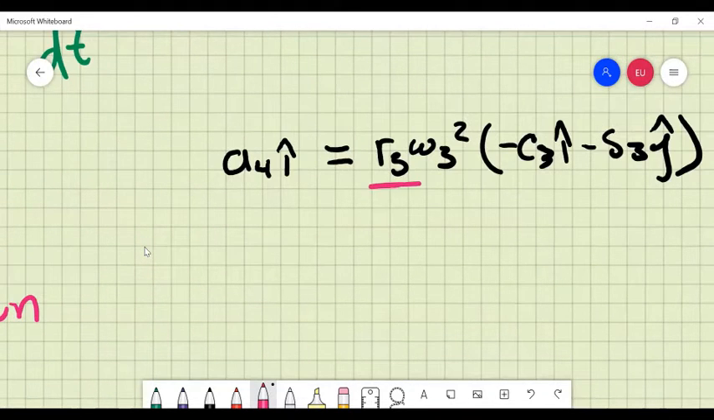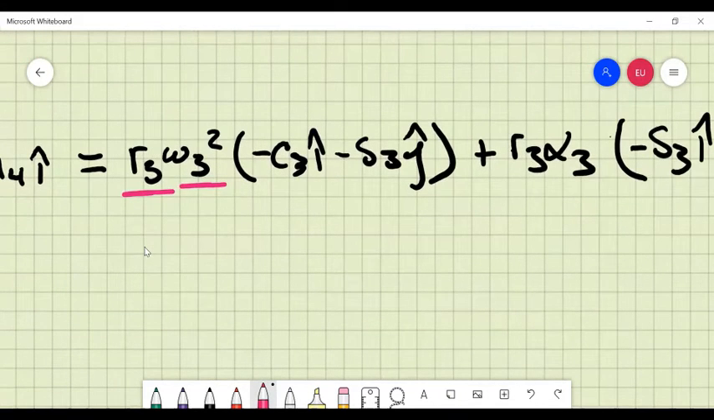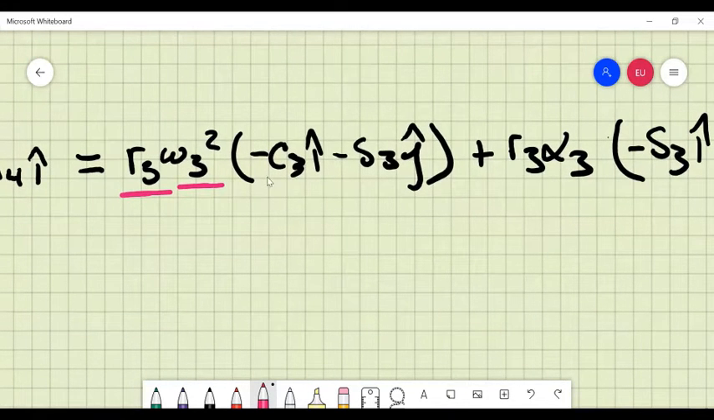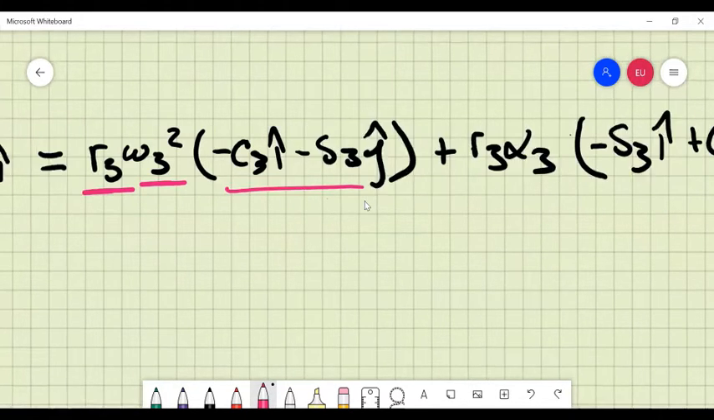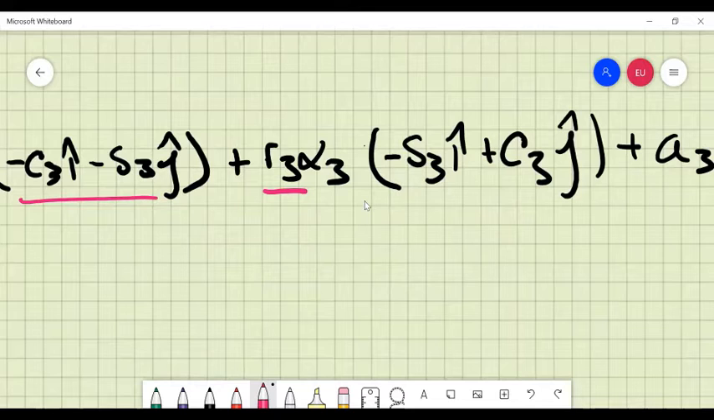So this I know. Do I know omega 3? Yes, I have passed velocity analysis. What about theta 3? Do I know it? It's given, right? It's 300 degrees. What about alpha 3, the angular acceleration of link 3? I don't think I know it. That's probably one of the things I need to work out.